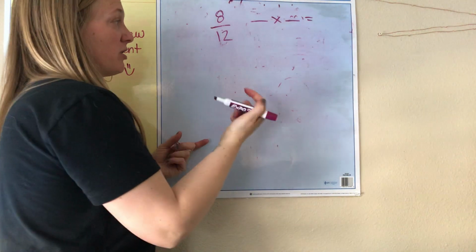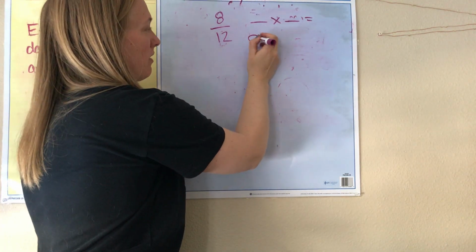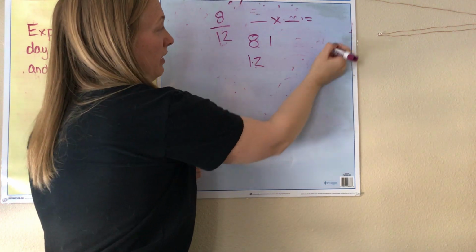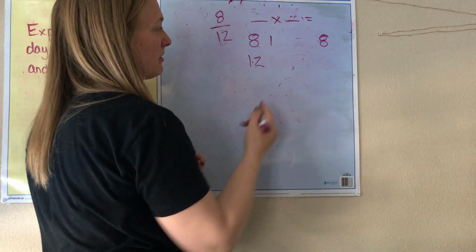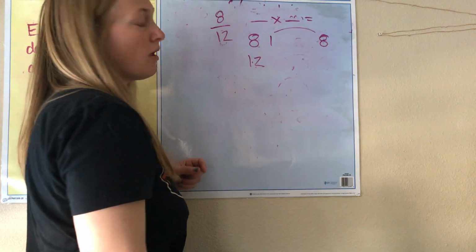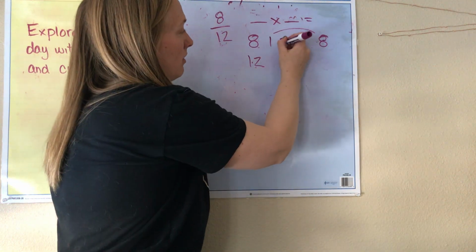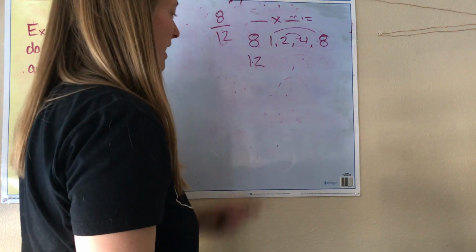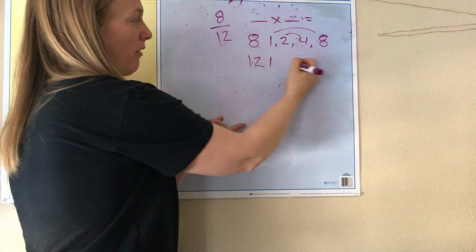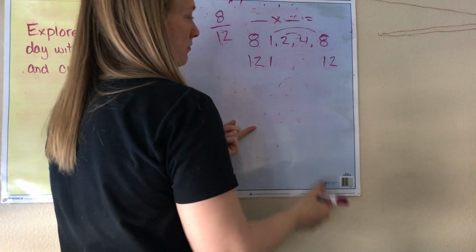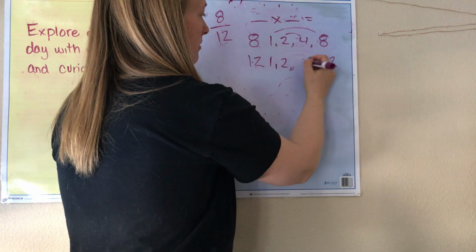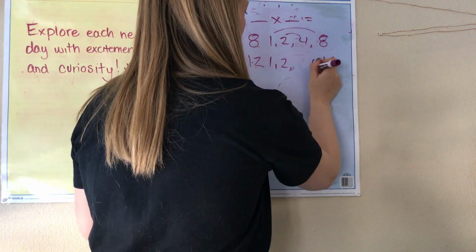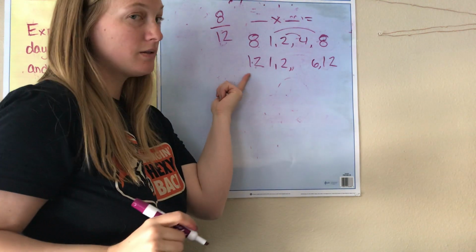Okay, doing our GCF, greatest common factors of 8 and 12. Always start with 1 and the number, so 1 and 8. 2 and 4. Okay, 12. 1 and 12. 2 and 6. A little more space. I also have 3 and 4.